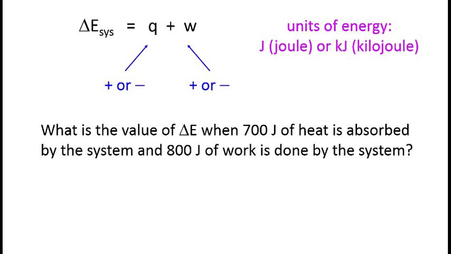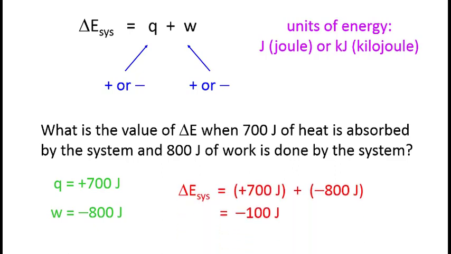Here is one more example. What is the value of delta E when 700 joules of heat is absorbed by the system and 800 joules of work is being done by the system? Since heat is absorbed, the value of Q is positive 700 joules. Since the system is doing the work, the value of W is negative 800 joules. Delta E of the system is the sum of these two, which comes out to be negative 100 joules. Oh, by the way, for this case, delta E of the surroundings would be positive 100 joules. And, as always, delta E of the universe is 0.